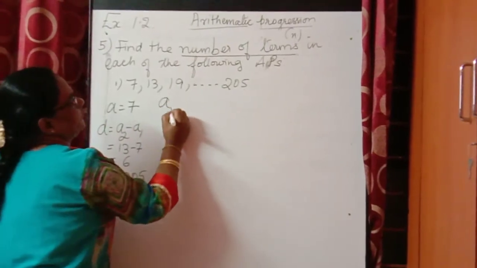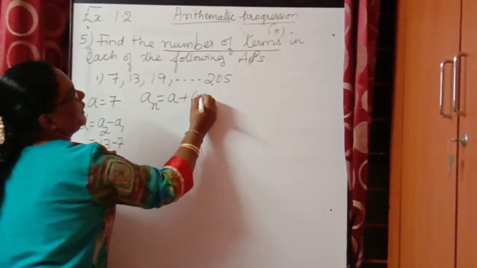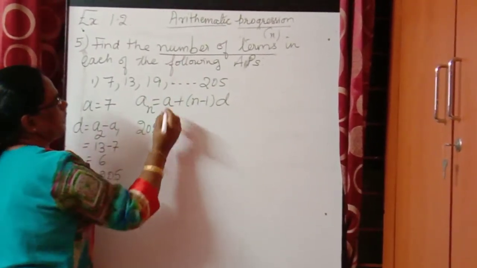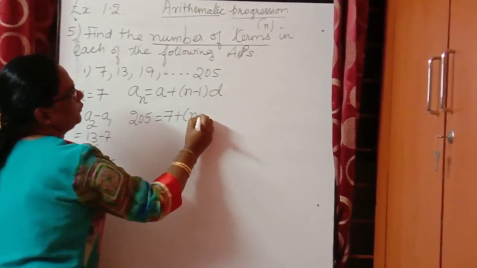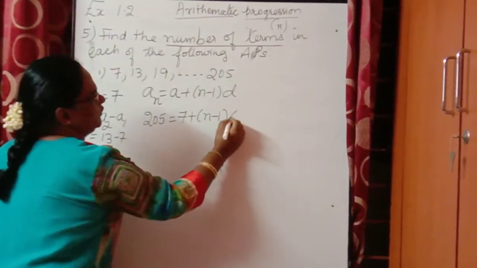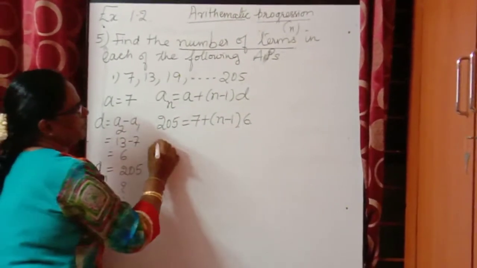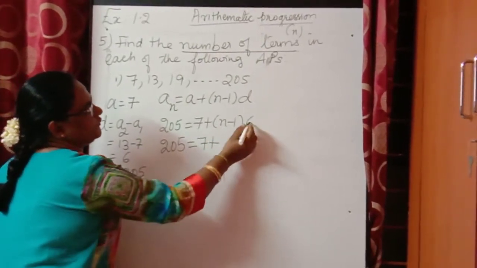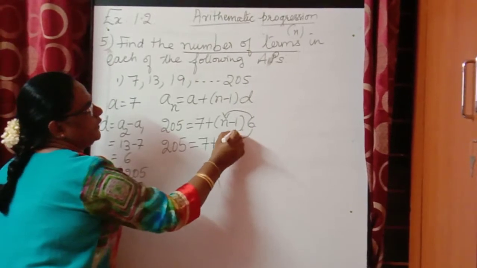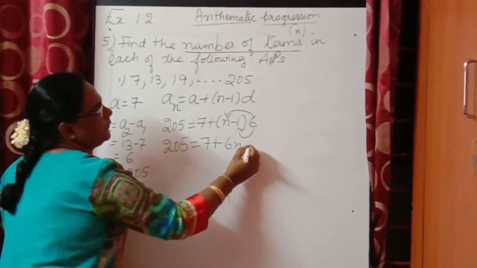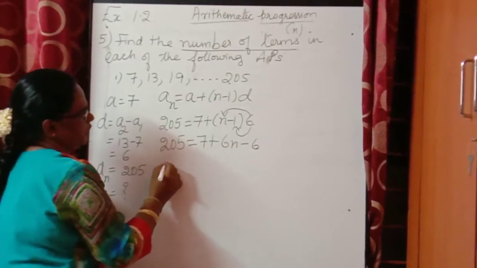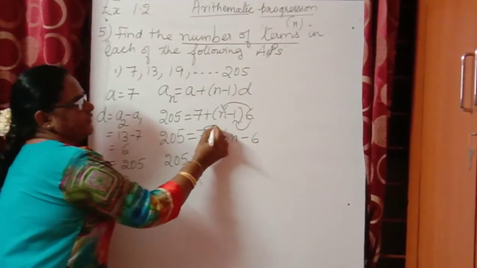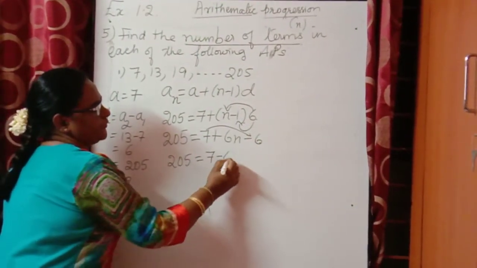Okay, now let us put the formula. AN is equal to A plus (N minus 1) into D. AN is nothing but 205, the nth term. A is 7, N we don't know, N minus 1 keep as it is, D is 6. This is similar to the previous problem. 205 is equal to 7 plus, from 6 multiply N and 1. 6 into N is 6N, minus 6 ones are 6.